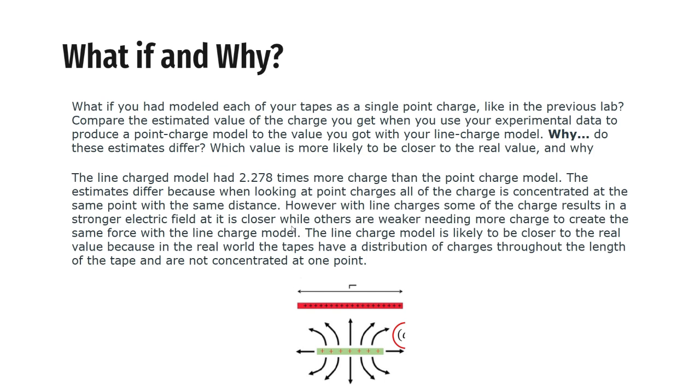So basically the estimates differ because when looking at a point charge, all the charge is concentrated at the same point with the same distance. However, when line charges are used, some of the charge results in a stronger electric field as it's closer, while others are weaker, needing more charge to create the same force. And as you can see here, it's because all of these charges exert an electric field on each other, but some of these are at a higher distance than others, which creates a stronger or weaker field.